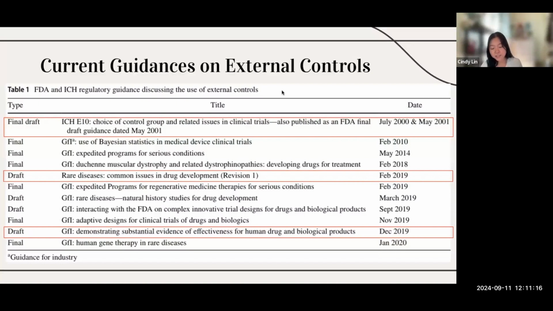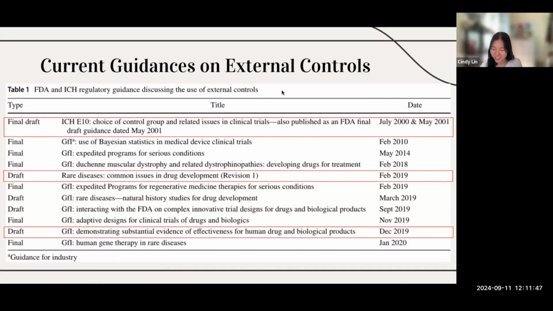So while the guideline emphasizes that in most situations, an internal concurrent control is necessary to minimize bias and to obtain a robust statistical analysis, it also acknowledges that this might not always be feasible. Additionally, the FDA guidance titled Rare Diseases, Common Issues in Drug Development emphasizes that product development shouldn't be delayed because of the lack of prospective natural history data.